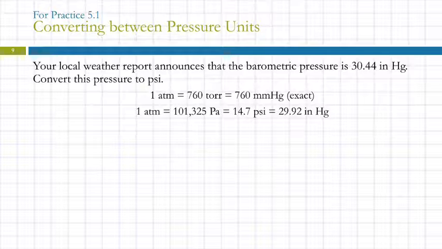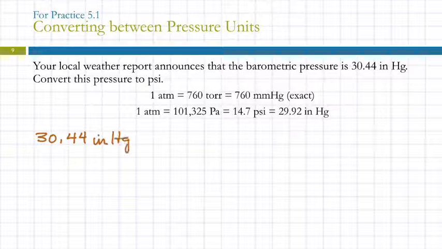Your local weather report announces the barometric pressure is 30.44 inches mercury. Convert this pressure to PSI. This is how I would probably give you conversions on an exam. I would definitely give you this row on the bottom. May or may not give you the one on the top. So we can do this in one step. Dimensional analysis again.